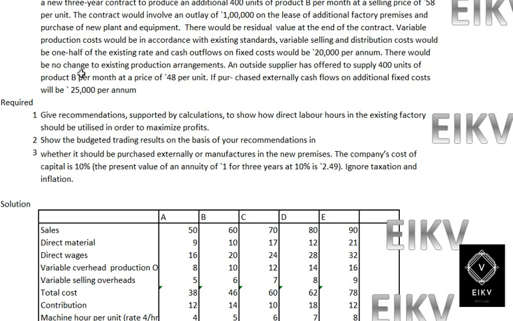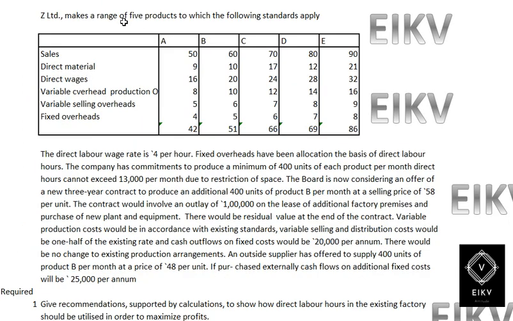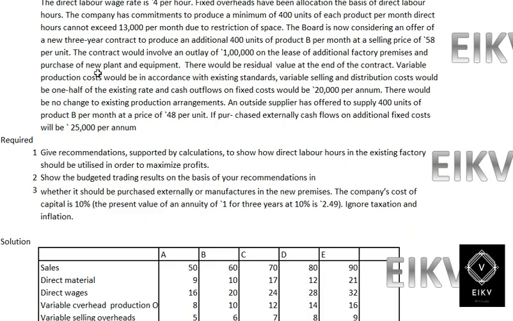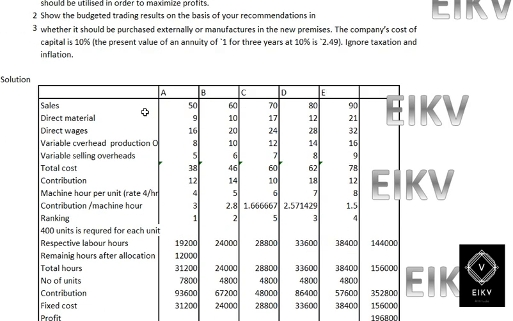So guys, over here they have given the details of Z Limited. They have 5 products, and respective details are being given, and they are planning to take another external order for the product B, 400 units per month for 3 years. So they have given another proposal, whether they should purchase from an external buyer or whether they should make it internally. So we need to make an exact conclusion regarding this.